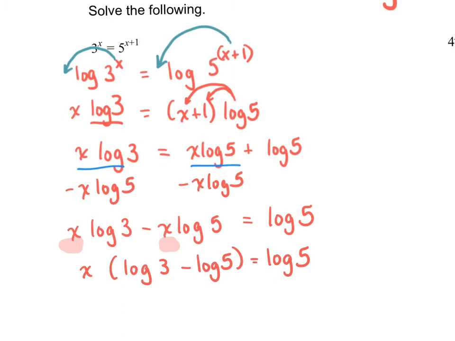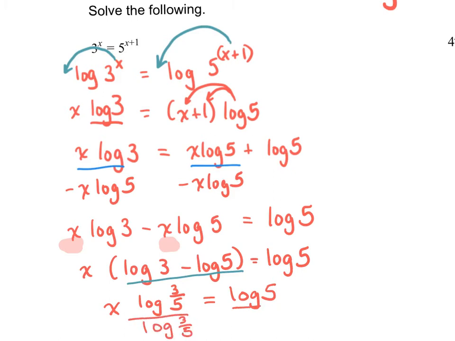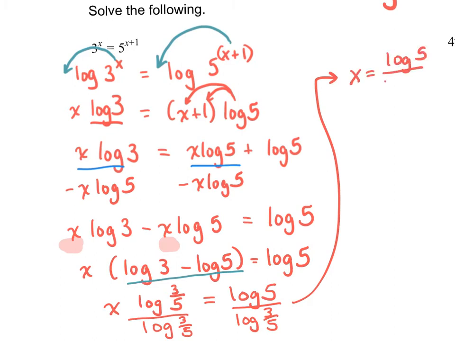So almost done. These two, log of 3 minus log of 5, now I can use log properties because I have the word log. So this will be log of 3/5, because remember, when you have subtraction of logs, you can write it as a quotient, equals log 5. So my last step will be to divide both sides by log 3/5. And now I have x by itself. So my final answer is x equals log 5 divided by log 3/5.